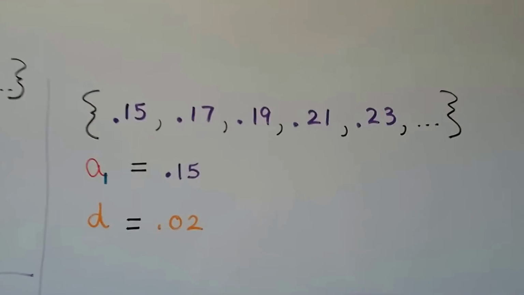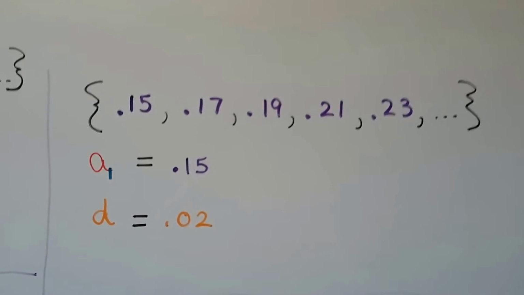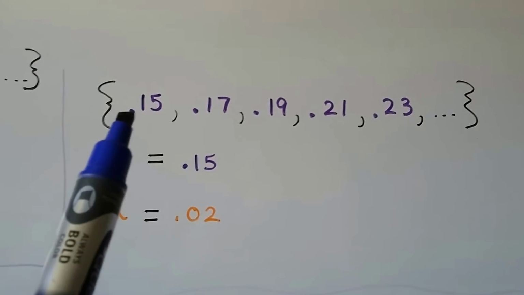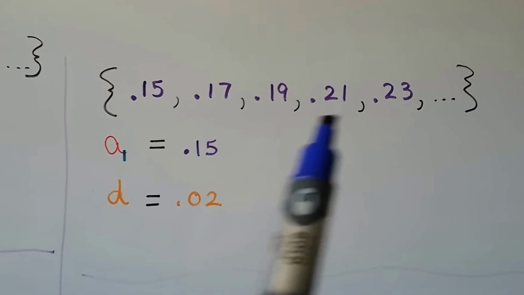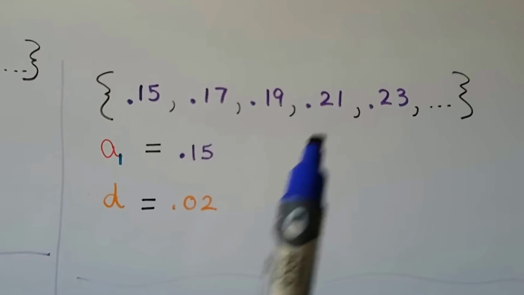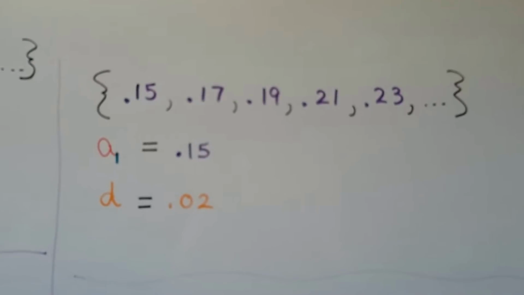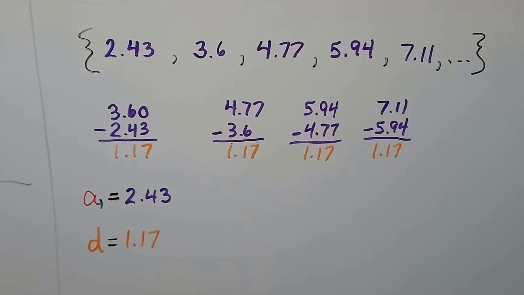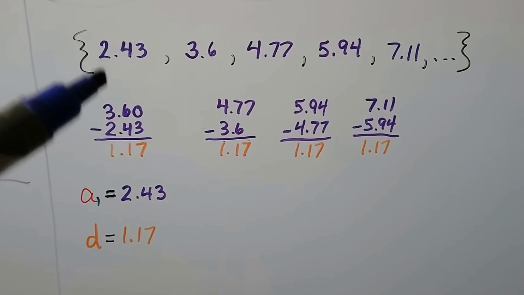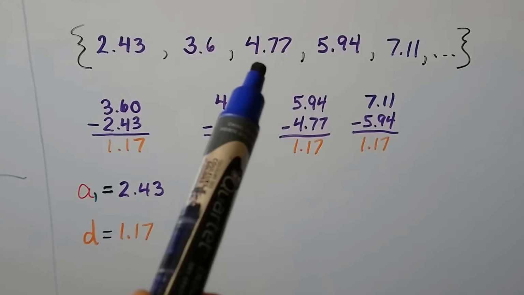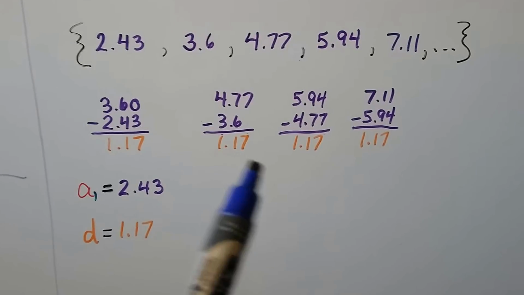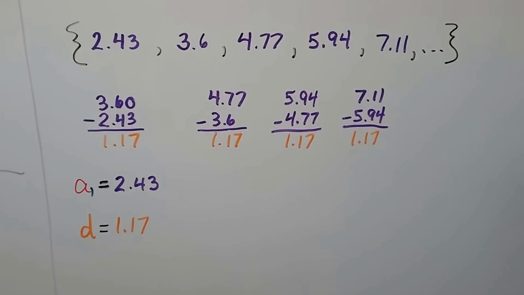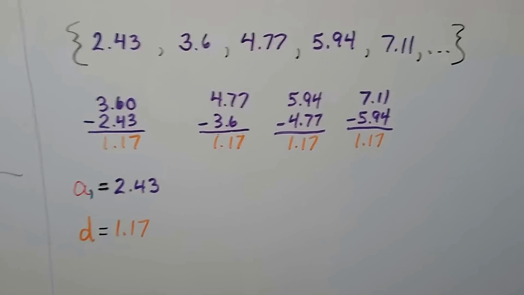Even with decimals, we can find that common difference. Our first term is 0.15, 15 hundredths. We do 0.17 minus 0.15, we get 0.02. And 0.19 minus 0.17, same thing. So our D is 0.02, 2/100ths. Here's some more decimals. We do 3.6 minus 2.43, we get 1.17. We do 4.77 minus 3.6, we get 1.17. 5.94 minus 4.77, we get 1.17. So our first term is 2.43, and the D is 1.17.